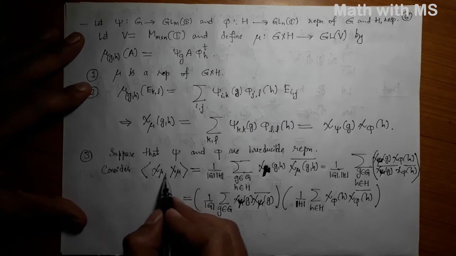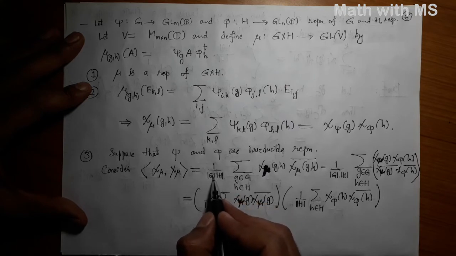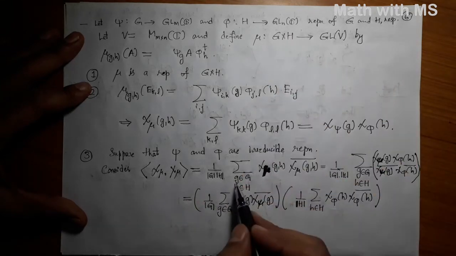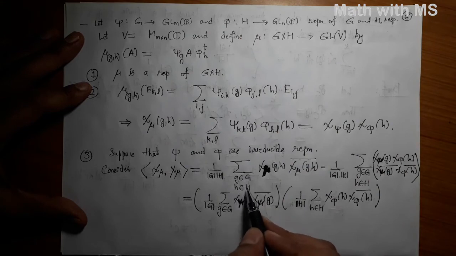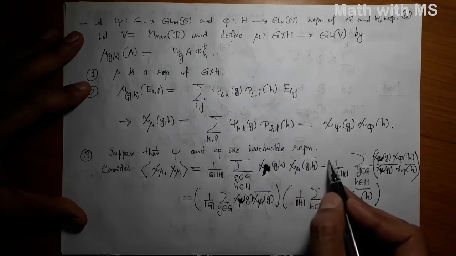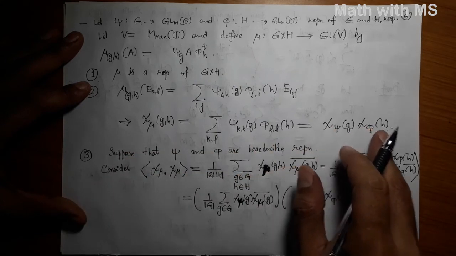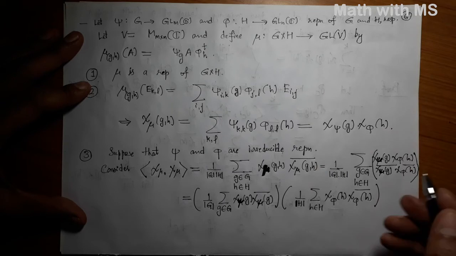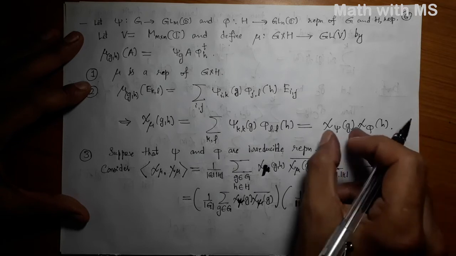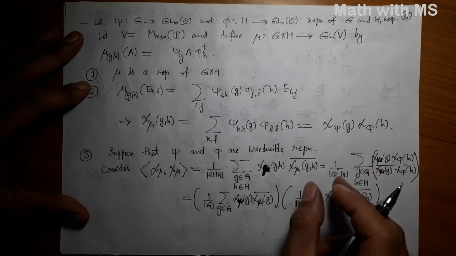So the inner product of chi_mu with chi_mu is 1 by the order of the group G times the order of H, summation running over all the group elements. The group is the product here, so it is g running over G, h running over H, and then chi_mu of gh, okay, and chi_mu of gh bar. All right, but here we just computed chi_mu of gh, which is chi_psi of g into chi_phi of h. So therefore I can write it as chi_psi of g, chi_phi of h, this term, and chi_psi of g, chi_phi of h bar, the second term, right?